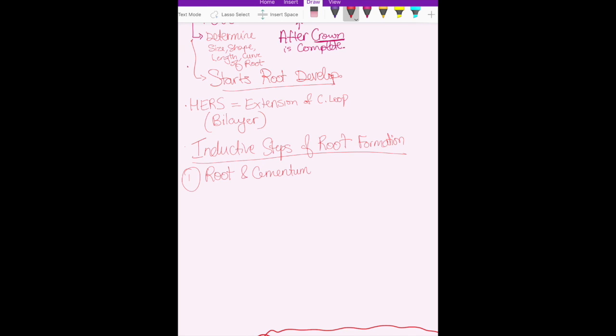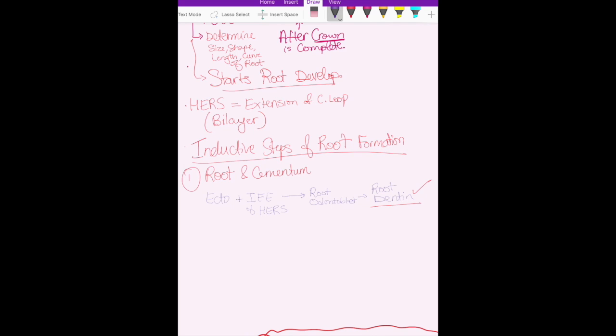What happens here is that your ectomesenchyme cells from the dental papilla contact the inner enamel epithelial cells of the Hertwig epithelial root sheath. They interact and differentiate into the root odontoblasts. And those root odontoblasts, just like our other odontoblasts, will start laying down root dentin. So our dentin is the first one that is formed.